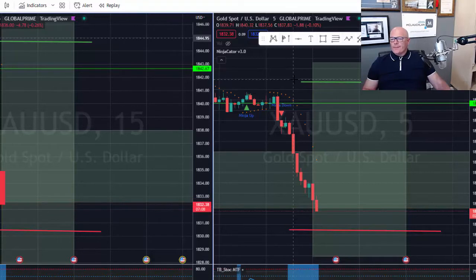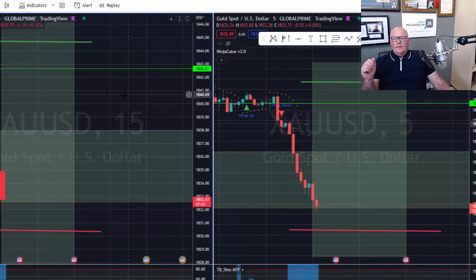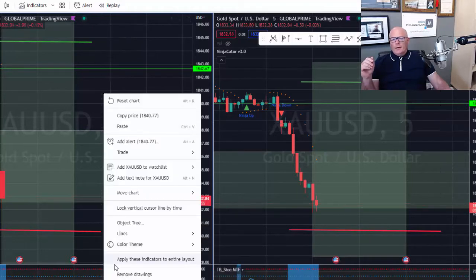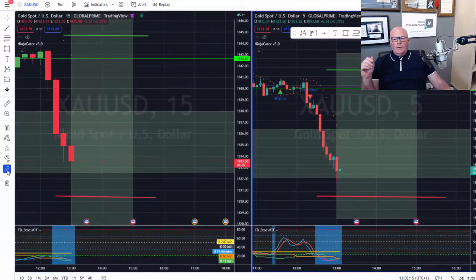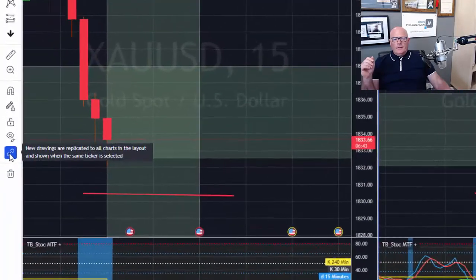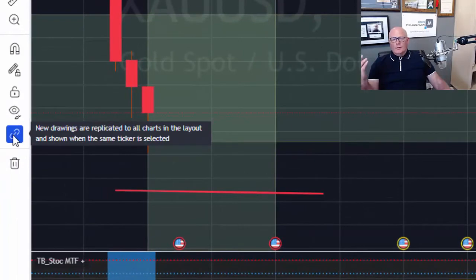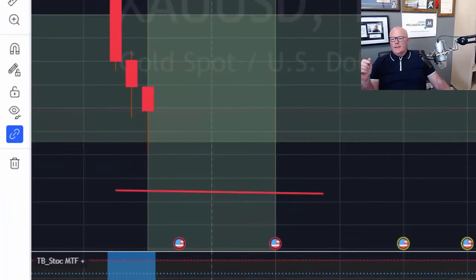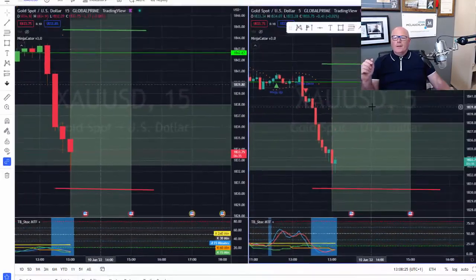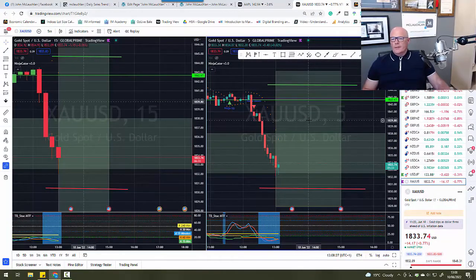That's always good. Okay, if you want both windows together, which is always good when you trade certain strategies, go to the 15-minute time frame or whichever chart you've got, right click, and then click on apply these indicators to the entire layout. Whatever you've got on this side will be represented on this side. Then click this little link, which says new drawings, so not your old ones but your new drawings will be replicated in this window, and that'll give you a duplication of both. So that's really good.